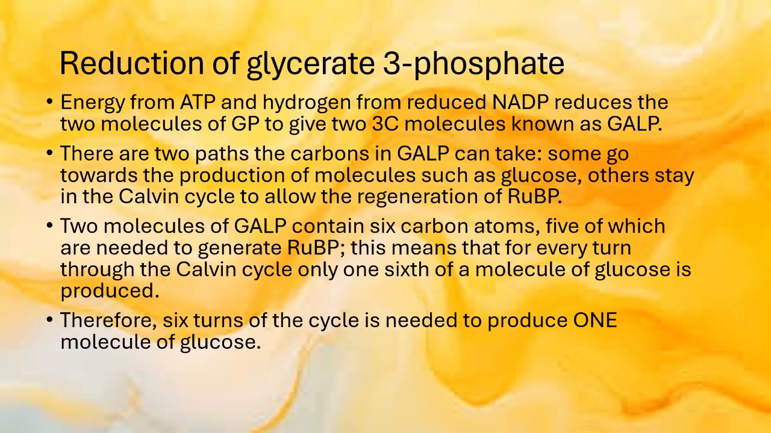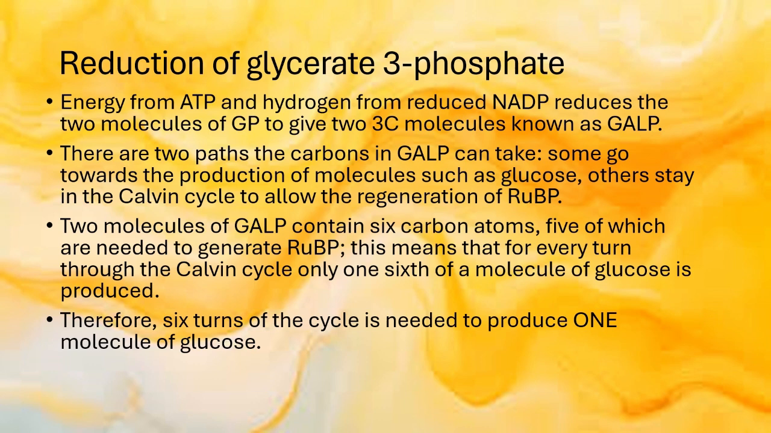So now looking at the reduction of glycerate 3-phosphate, energy from ATP and hydrogen from reduced NADP reduces the 2 molecules of GP to give 2 3C molecules known as GALP. There are 2 paths the carbons in GALP can take. Some go towards the production of molecules such as glucose, while others stay in the Calvin cycle to allow the regeneration of RuBP. So this is where the cycle part of the name comes in. It's called a Calvin cycle because the process repeats.